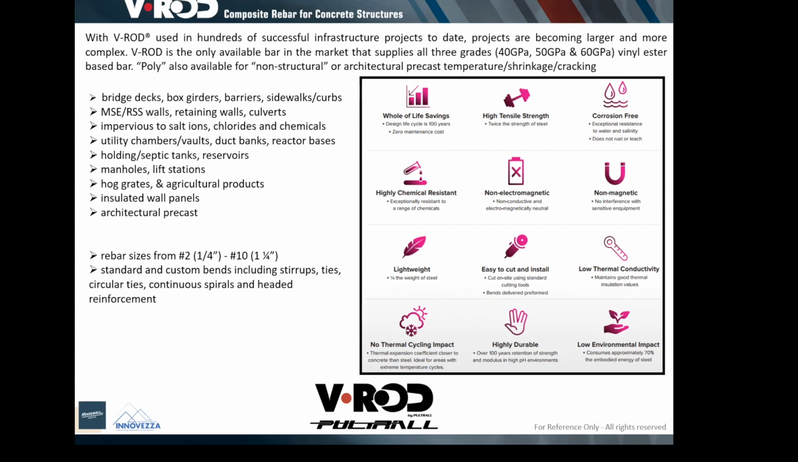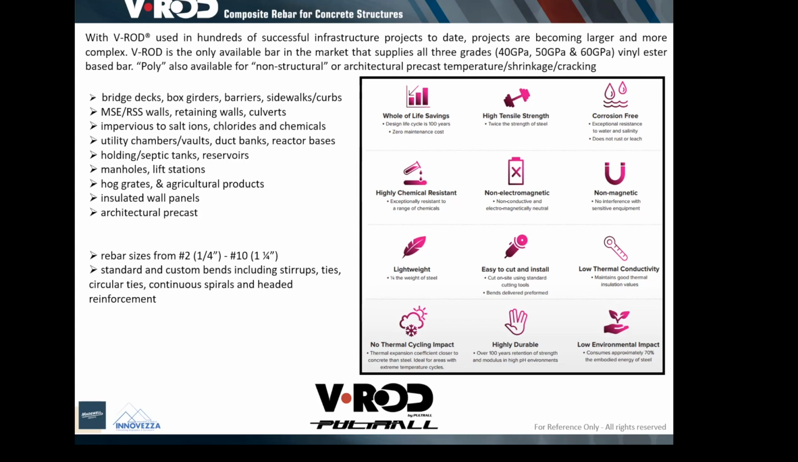The main applications for GFRP reinforcement, at least here in North America, are bridge decks, box girders, and barrier walls and sidewalks for bridge elements. We have MSE walls, retaining walls, culverts. When they are exposed to earth, the earth is putting some corrosion concerns. So GFRP reinforcement is very attractive in these elements.